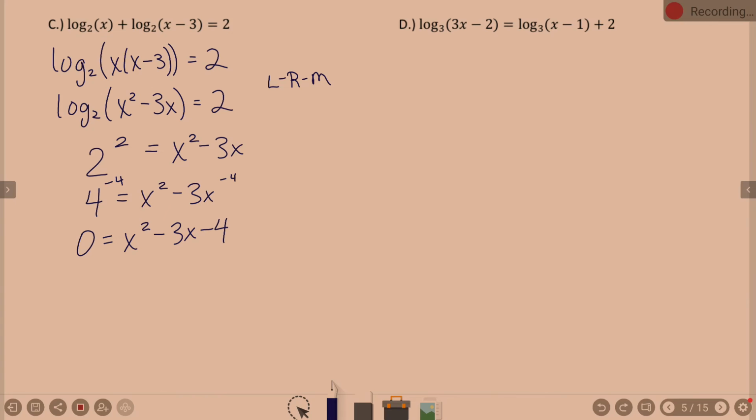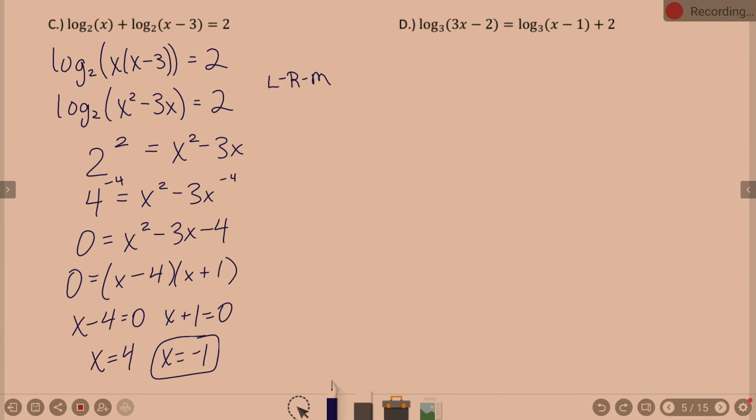Does it factor? Yeah, it factors. Four and 1. How do we multiply to get -4 and add to get -3? -4, +1. Okay. And then set each part equal to 0. And we end up with solutions of 4 and -1.